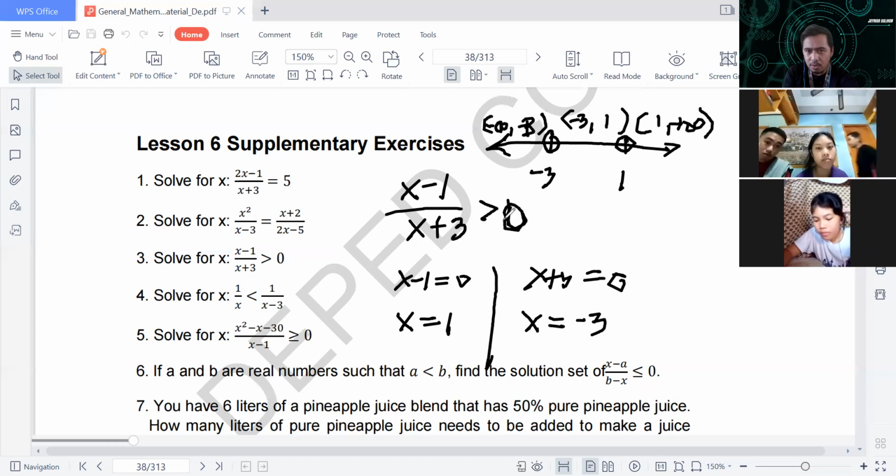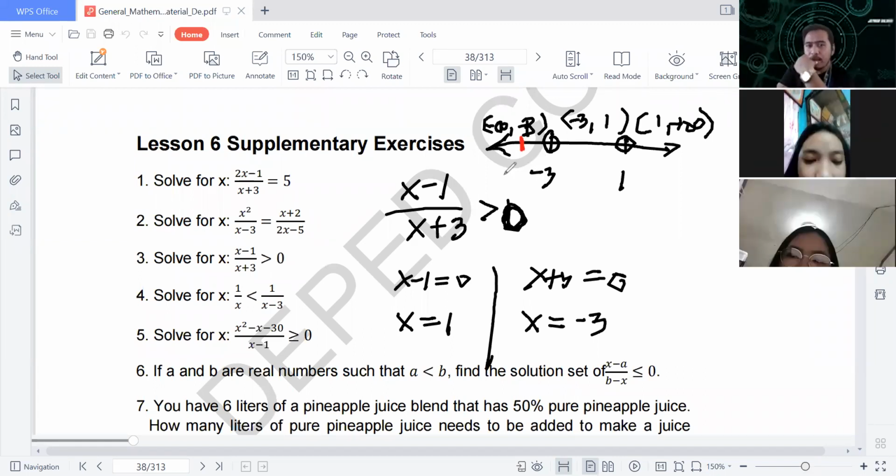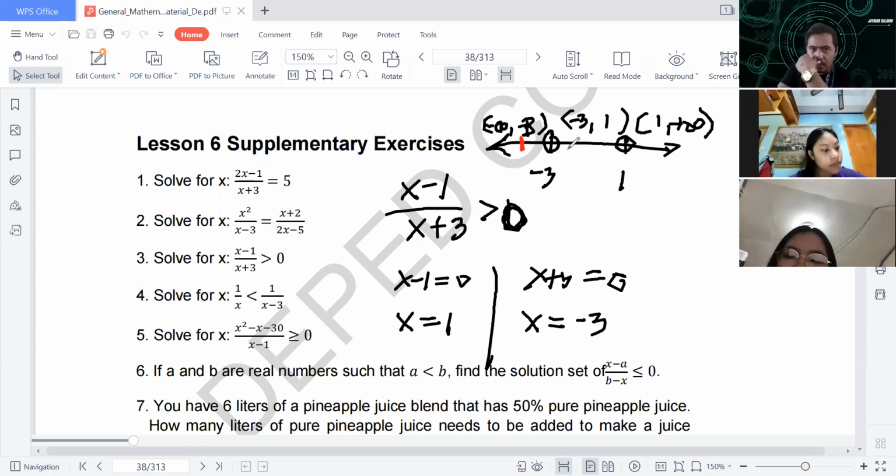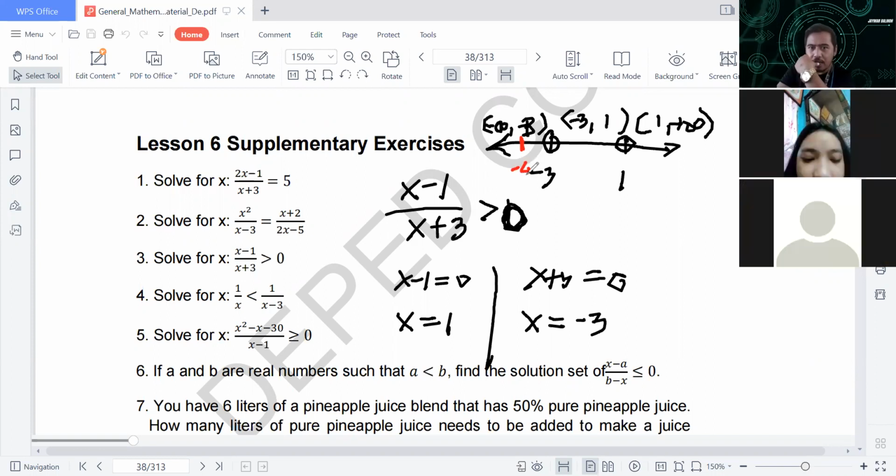This is 0. Let us test first the value here. What number can we get here? Any value that can be tested? Any suggestion? -4. -2, sir. The -2 is somewhere here, right? I mean -4. Yes, you can use the -4. You can use the -5, -20, -100, because those values are in this interval. So any value that you want to test, as long as it is part of that interval.